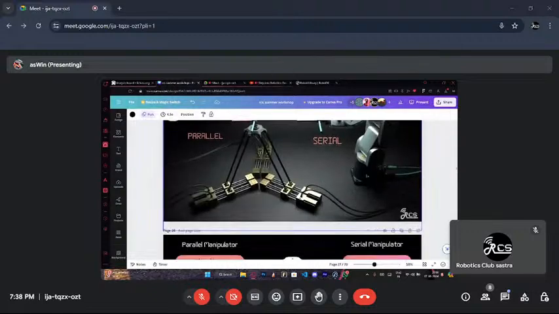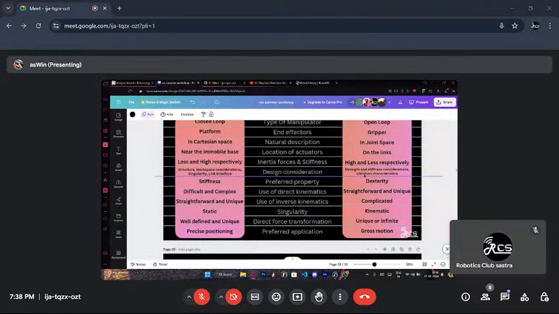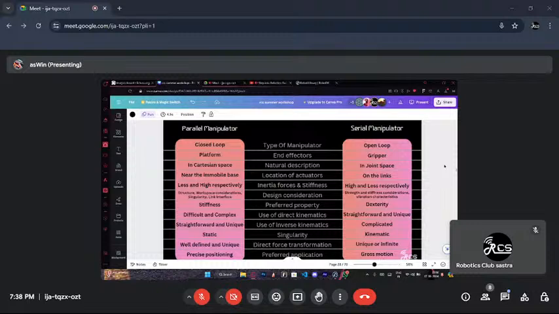Okay, that's up to serial and parallel manipulator robots. This one's a detailed information on that. You can take a screenshot if you want.